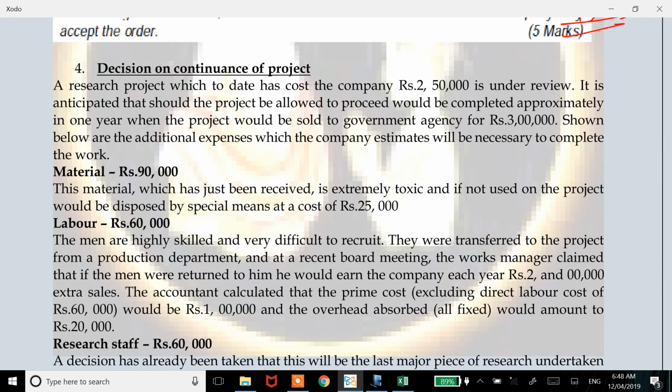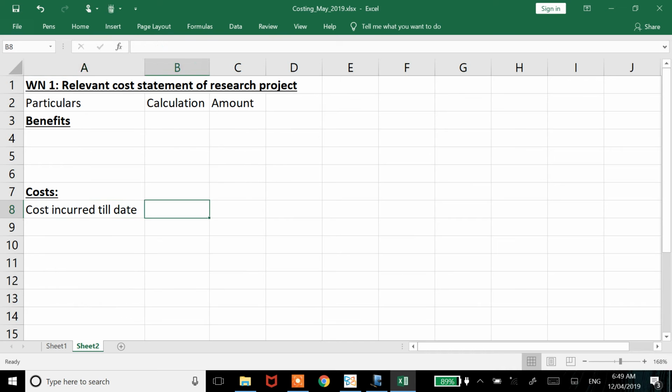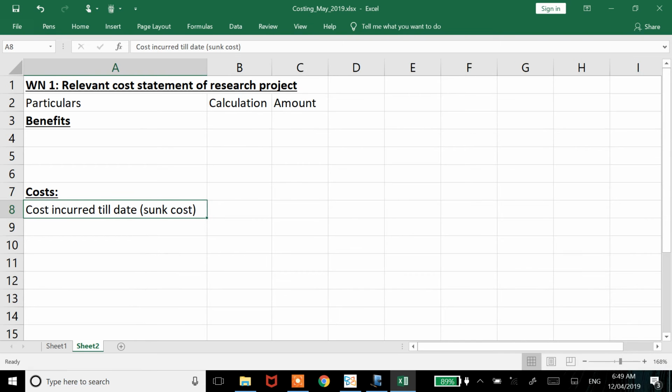I have incurred 2,50,000. What is the use of this information? This is a sunk cost. So in cost incurred till date, in bracket I am writing sunk cost. In case you want to give a detailed explanation, you will write note 1 and give the explanation. Cost incurred till date, sunk cost, value is 0.